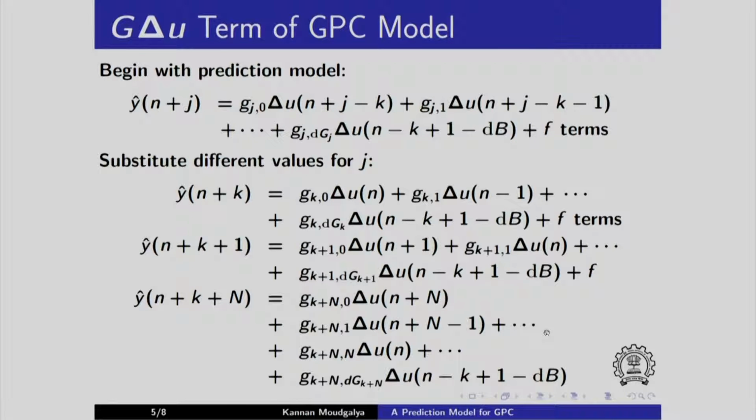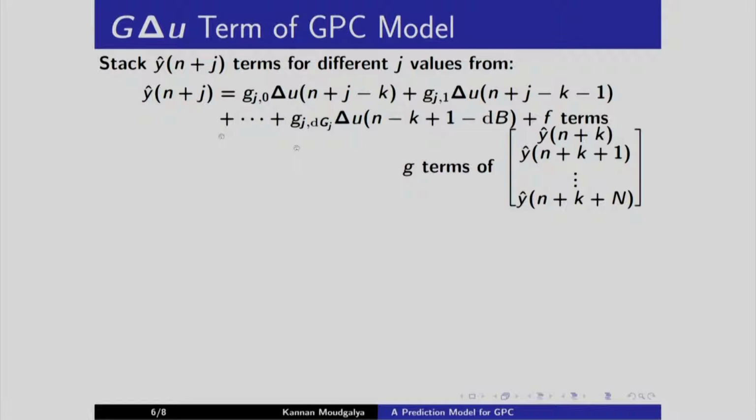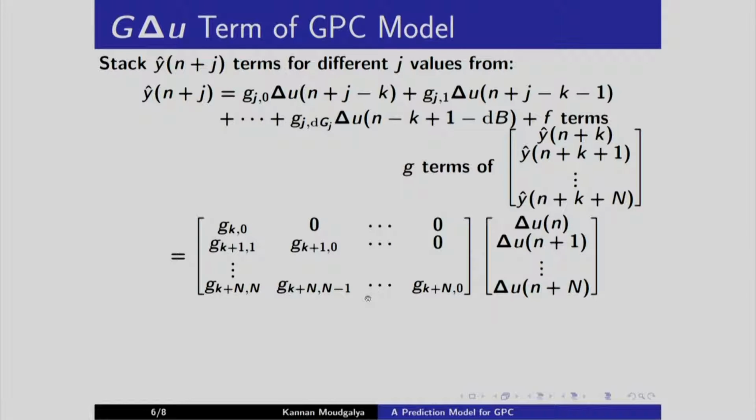Okay, I would want you to make sure that you get all these terms. Now let us stack this up for different j values. For example, using this, we will obtain y hat of n plus k, y hat of n plus k plus 1 and so on, like in the previous slide, but stack them as given here.